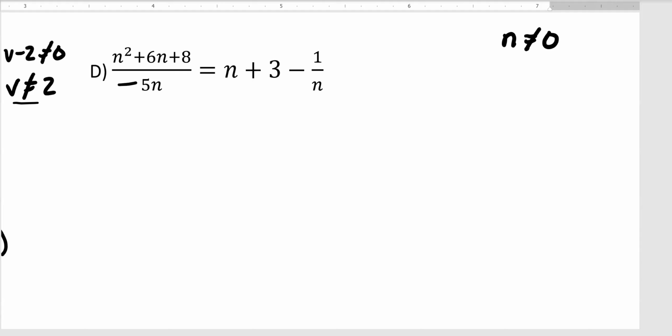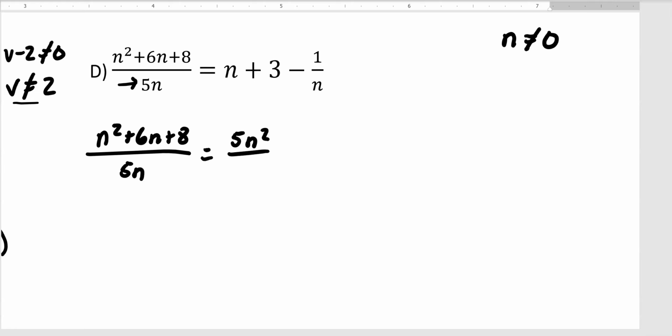I know 5n is going to have to be my common denominator. So I'm going to start here. (n squared + 6n + 8) over 5n equals 5n times n, which would be 5n squared. 5n times 3 would be 15n. And 5 would be all I need to multiply that last fraction by to give me 5n in my denominator.